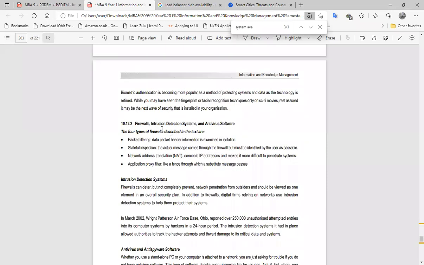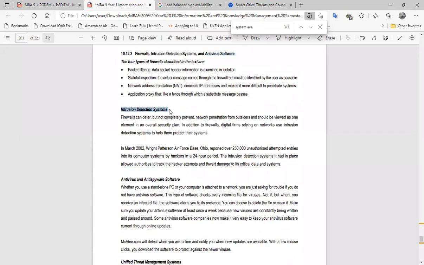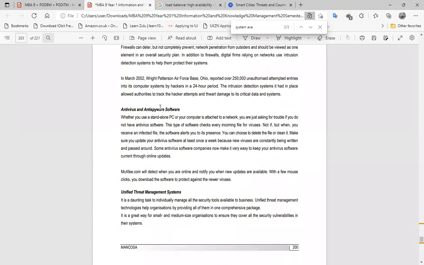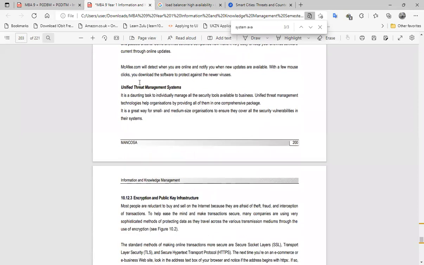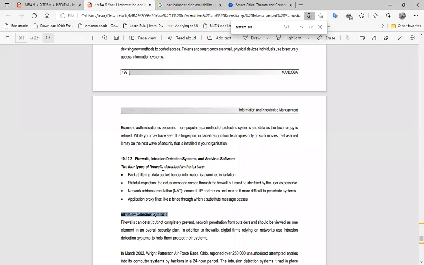But now, when we're talking about the internet, now we're talking about firewalls, right? Intrusion detection systems. We're talking about antivirus. You choose from these three, right? So you can either use intrusion detection systems or firewalls, or you can use antivirus, or you can use what is called unified threat management systems. So basically, firewall, what it does, let me explain these things.